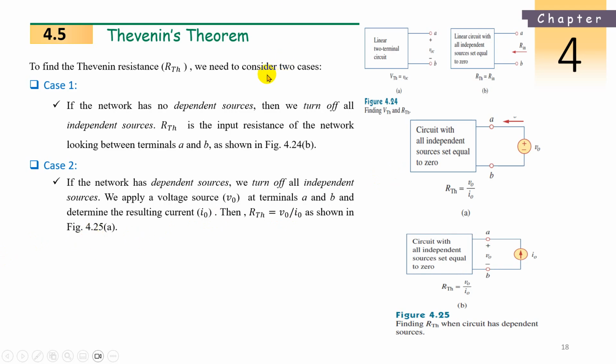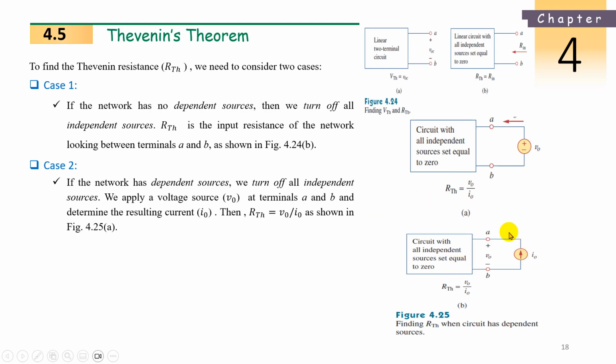So that will give the R Thevenin easily. When we have dependent sources, it is tricky, and some complication will come. But the technique is simple: we apply some voltage. That V0 may be 1 volt, 2 volts, whatever you want. Then find I0 in this circuit. Then V0 divided by I0 is nothing but R Thevenin. Directly you will get it.